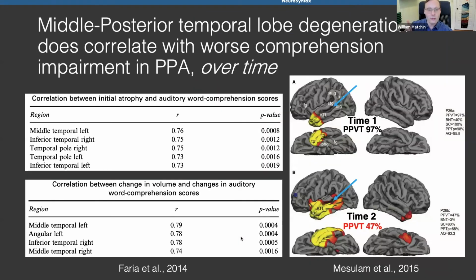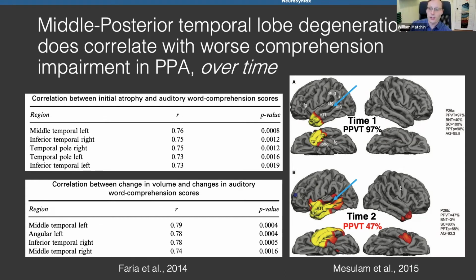But it's important to look at the picture longitudinally, because what we find, in this nice study by Faria and colleagues, is that this middle temporal area, which is basically the Wernicke's area region of interest in this study, is very significant when looking at the evolution of the syndrome over time, right? So as the syndrome gets worse, we see that the relationship between atrophy to posterior temporal areas and word comprehension deficits becomes significant.